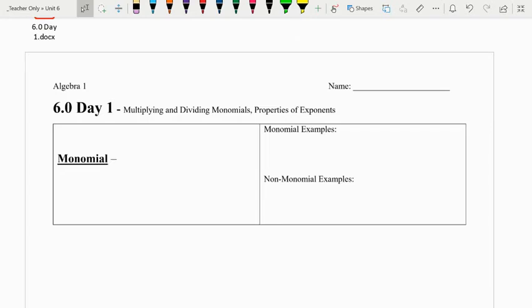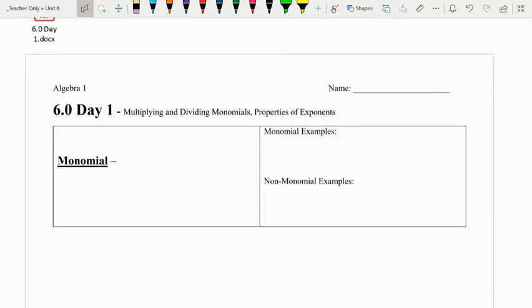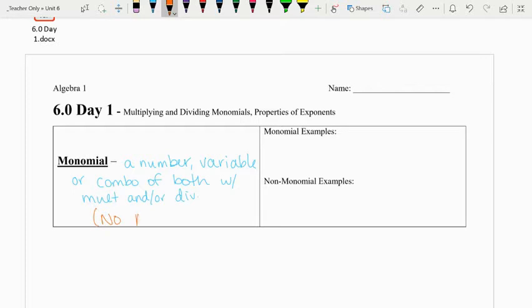6.0 day 1 is talking about multiplying and dividing monomials and properties of exponents. So the first thing that we're going to do is talk about what a monomial is. A monomial is a number, variable, or combination of both with multiplication and or division. Now the big thing is no adding and subtracting allowed.